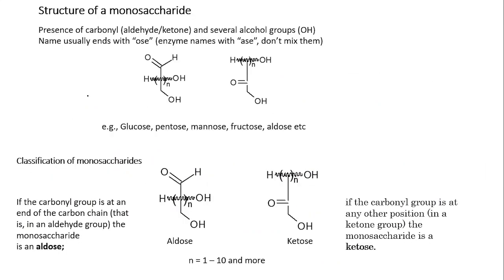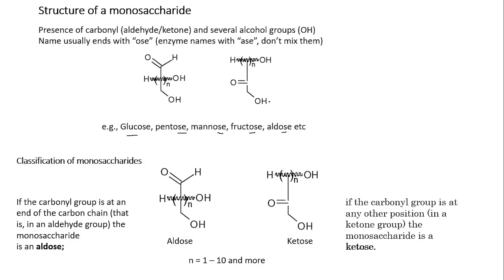Okay. So now, how do we write? When we are writing the structure of a monosaccharide, we have some general formats for writing. If you have a carbonyl and several alcohol groups, the name usually ends with -ose, for example glucose, pentose, mannose, fructose, aldose, etc. We usually write it with the most oxidized form at the top and the least oxidized at the bottom. In the middle, we have the OH groups in either orientation.